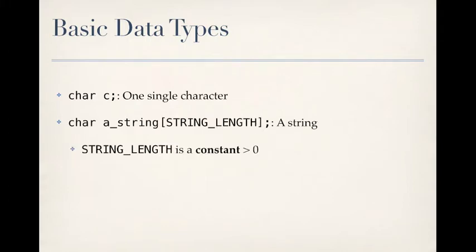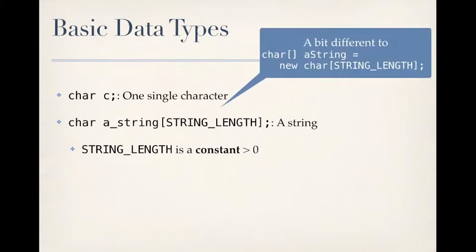And of course, the string length has to be a constant, so any value greater than 0 is allowed. And if we remember the C# way to define an array of characters, we would write something like a string is an array of characters, and we have to initialize it via new char[string length]. This would be the way to do it in C#.